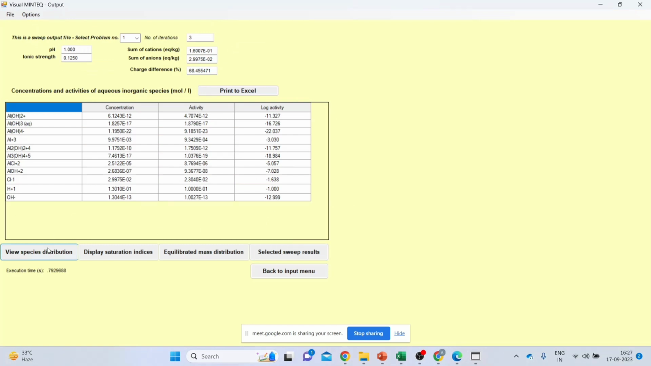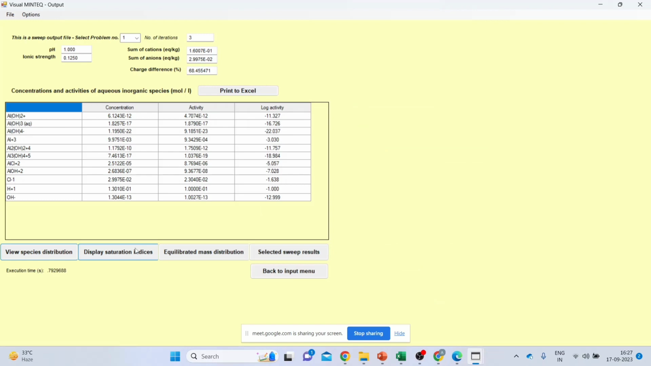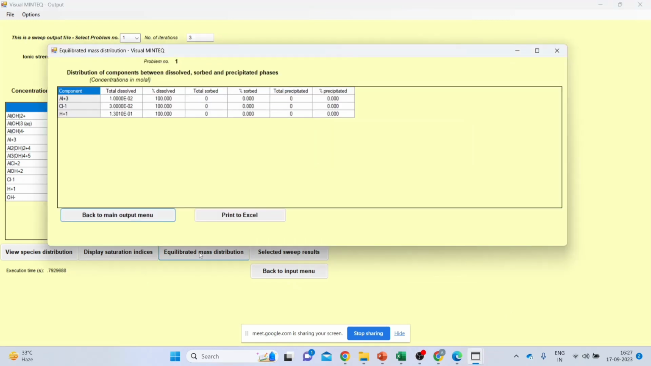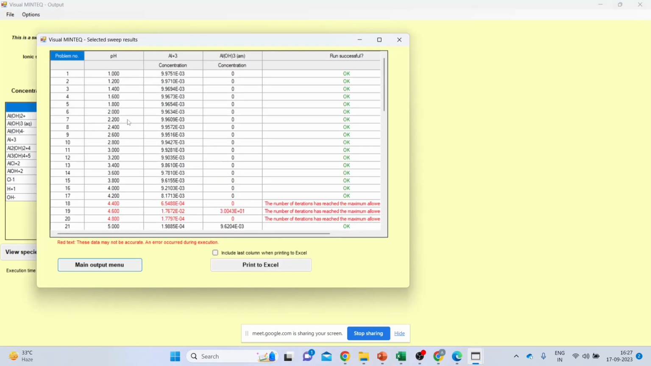So let's see, this is the overall distribution of the aluminium and chloride species at this pH. Next we can see saturation indices from here, and next is the equilibrated mass distribution. We will show the percentage of solids forming, and here is the selected sweep results.